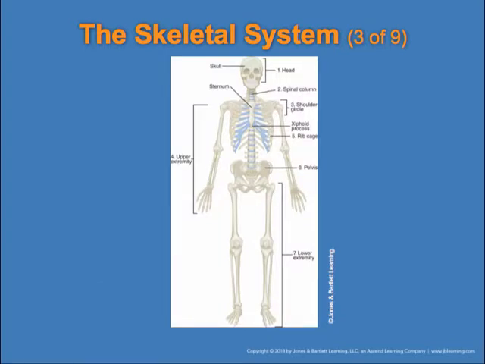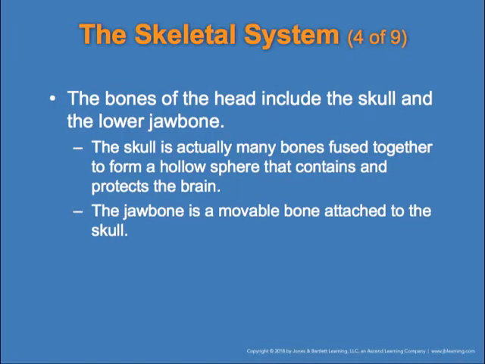These are just some examples of the different parts, and it's going to be important to have an idea as to how that works. We'll make sure there's a little bit of additional learning on D2L about making sure that you're clear on the different parts of the skeletal system. The bones of the head include the skull and the lower jawbone. The skull is actually many bones fused together to form a hollow sphere that contains and protects the brain. The jawbone is a movable bone attached to the skull itself.